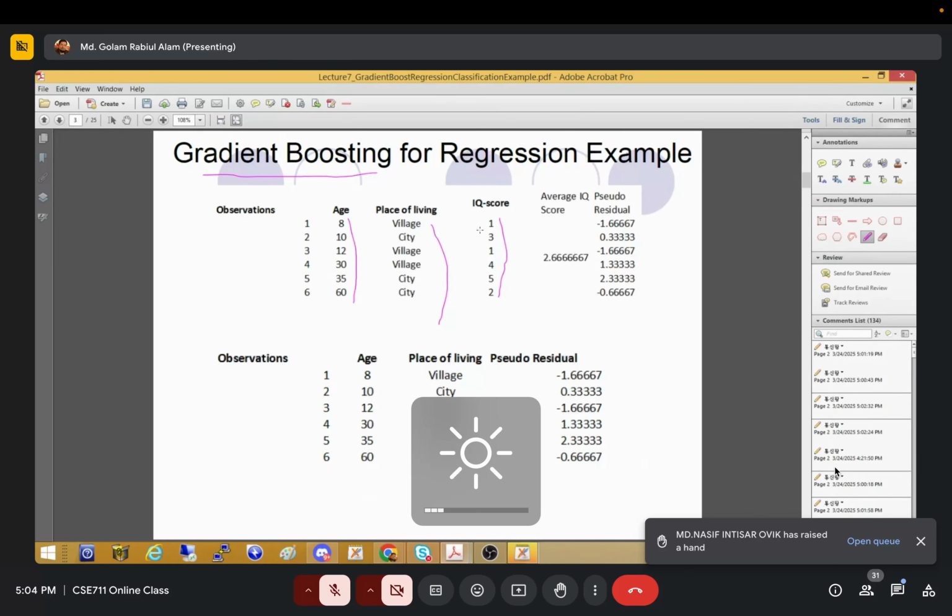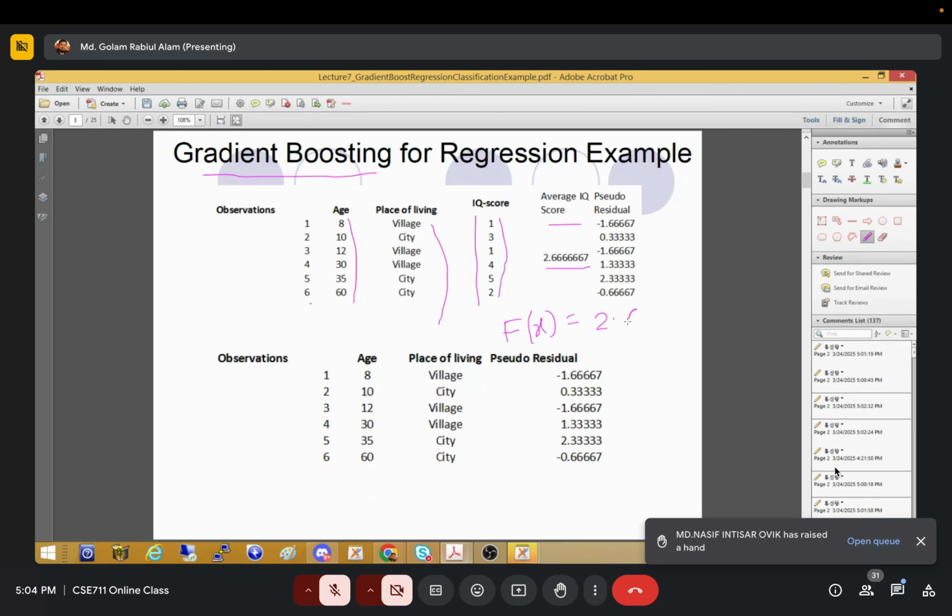Considering the IQ scores 1, 3, 1, 4, 5, and 2, we sum them up, 1 plus 3 plus 1 plus 4 plus 5 plus 2, and divide by 6. Then we get the average IQ score, which is 2.667. So this is our f of x. f of x will be 2.66 or 2.67. We consider this our base model.